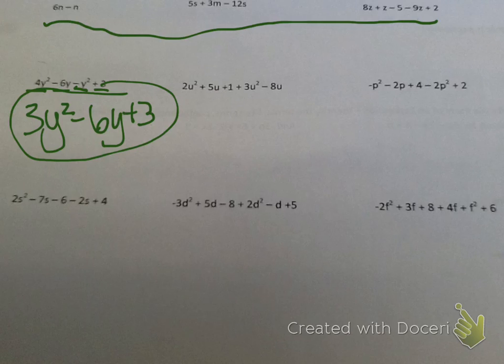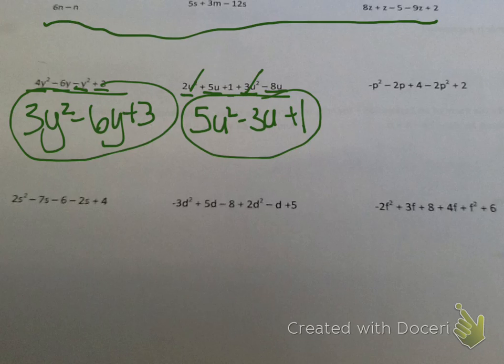Let's take a look at the next one. 2u squared plus 3u squared makes 5u squared. Those are done. 5u minus 8u is negative 3u. And then I have plus 1 left over. And finally, negative p squared and negative 2p squared make negative 3p squared. Negative 2p can't be combined with anything else, and 4 plus 2 is 6.